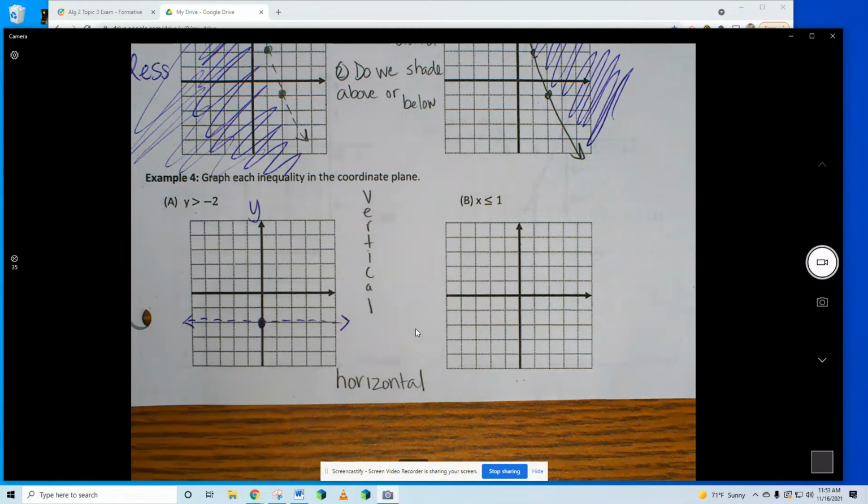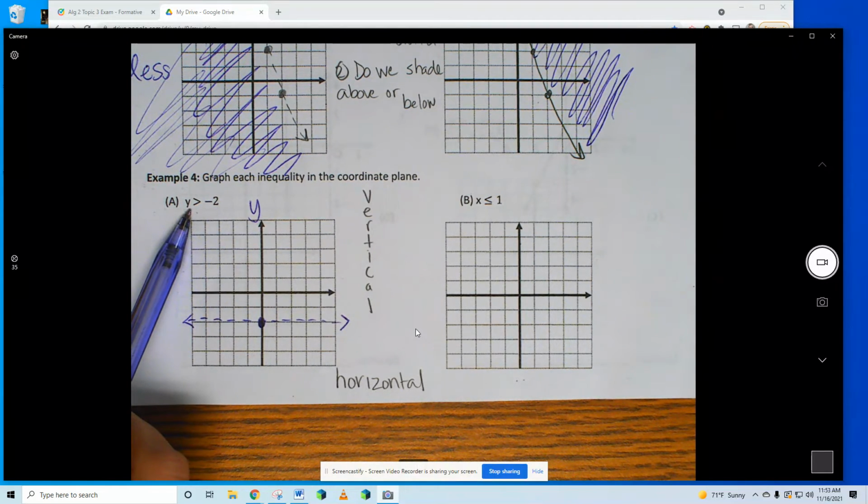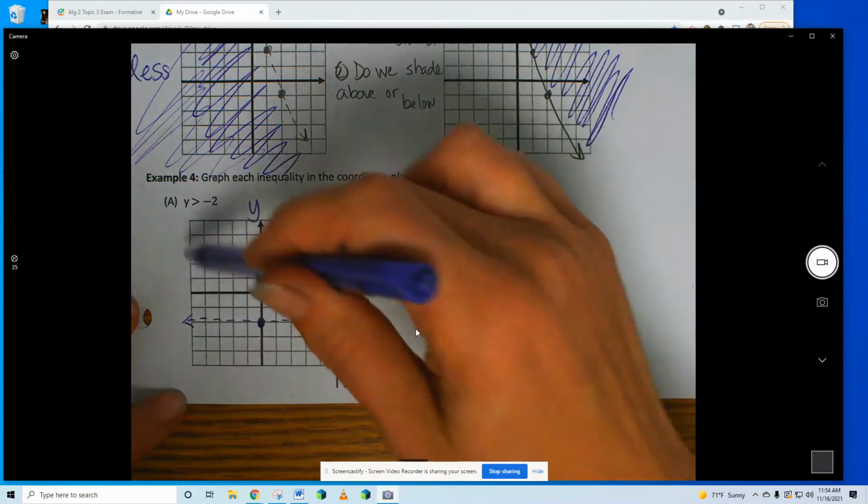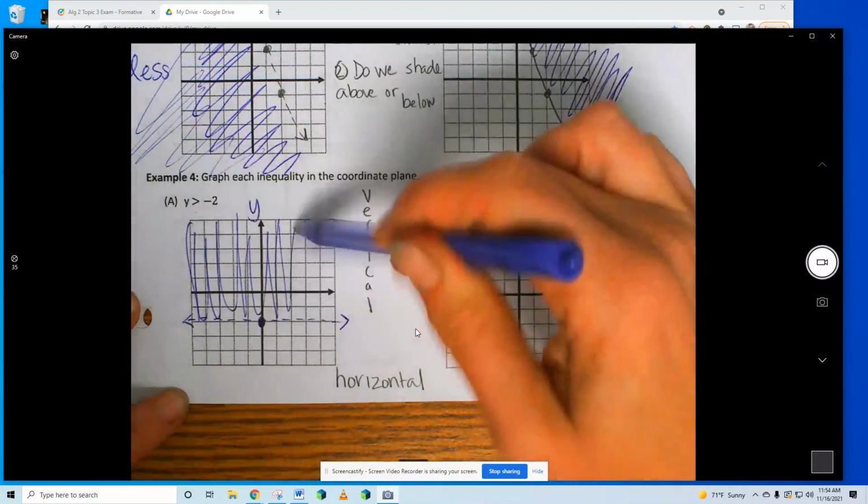Am I shading? Look at the symbol. Less than or greater than the line? Does that say greater than or less than, that symbol? Everyone needs to know this by now. Greater than, above, higher. All of here.